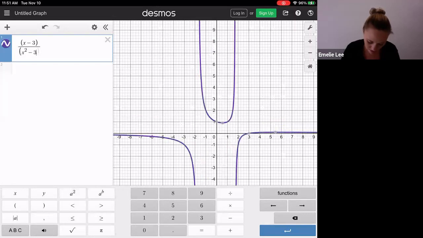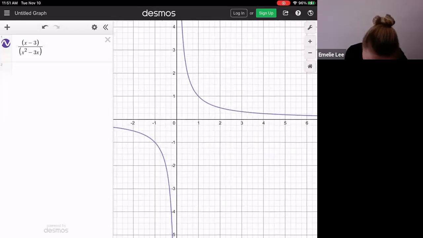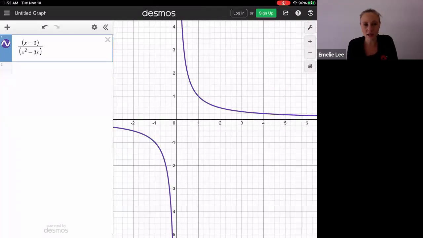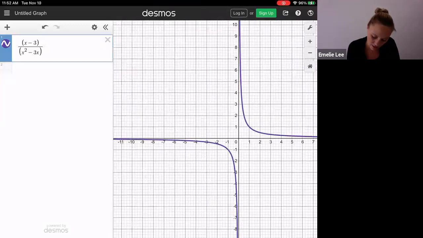X squared minus 3x and bracket. So notice that there's no hole here, but if you go to x equals 3, it's undefined, right? And so it's there, it's just the whole graph looks like 1 over x. So we get this bow shape, which is 1 over x. It's one of those graphs that we have a good handle on because it's one of our core functions.